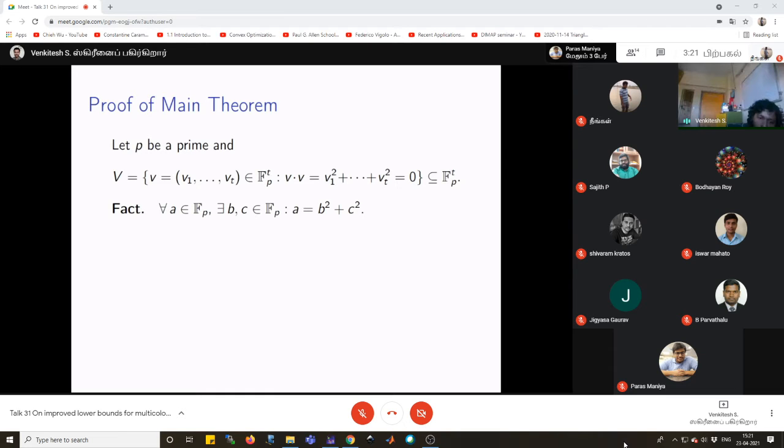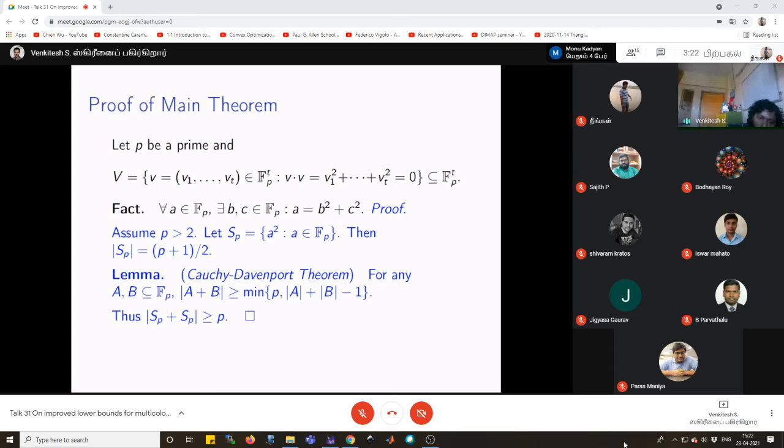So let's start with a very basic fact, which is that any element in Fp can be written as a sum of two squares. Okay, and this is a very classical result, very basic result, almost everyone knows it. But let me just quickly mention a very neat proof of this using another very interesting result. So how do we show this? Well, for p equal to 2, it's obvious. So let's take p greater than 2. Therefore, p is now odd. Right? And let S sub p be the set of all squares in Fp. Then one can check that Sp has size p plus 1 by 2. That's very easy to check.